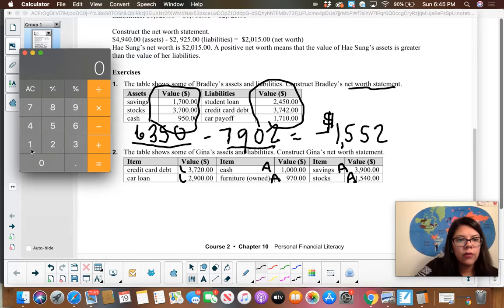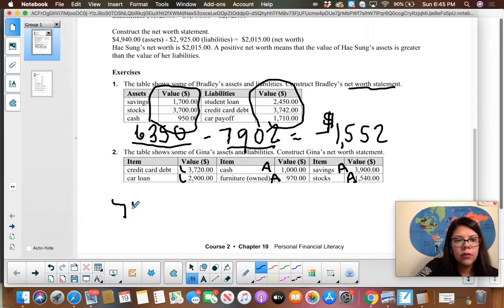Okay, so we have 1,000 plus 970 plus 3,900 plus 1,540. So I have 7,410. And that's what I'm going to use to subtract. These are my assets. Okay, now I'm going to get my liabilities.